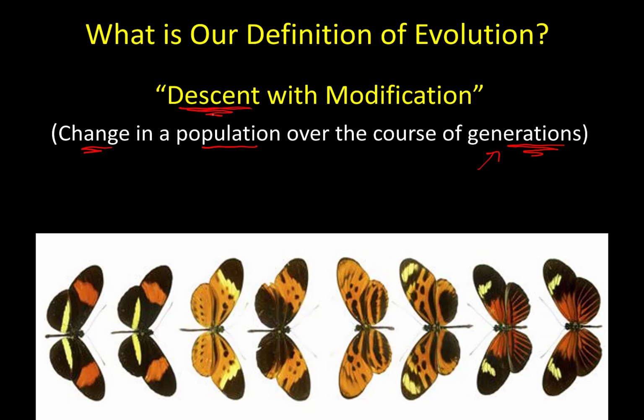Descendants are the opposite of ancestors. Your ancestors came before you, your descendants come after you. Your children are your descendants, your great-grandchildren are your descendants as well.